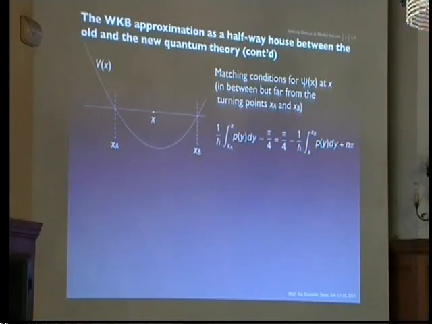And the big point of the WKB approximation, where it gets subtle, is that you need to match the various parts of the wave function. We're going to look at a point x that is still pretty far away from these turning points. It gets really complicated when you go close to these turning points. And you find that the matching condition for these parts of the wave function is this over here.